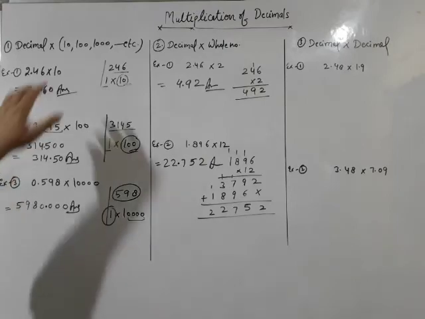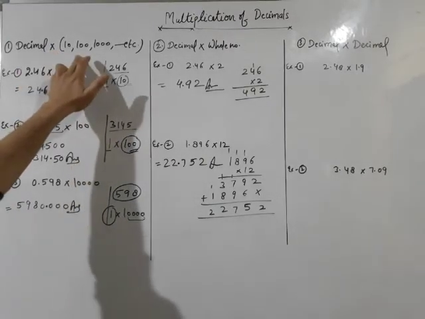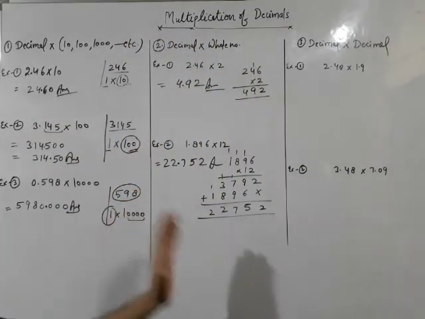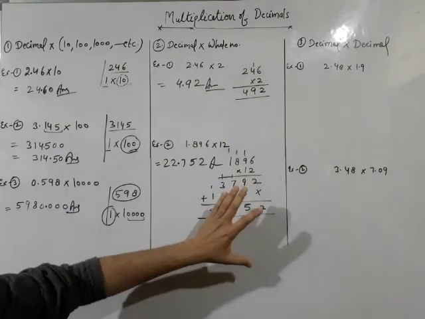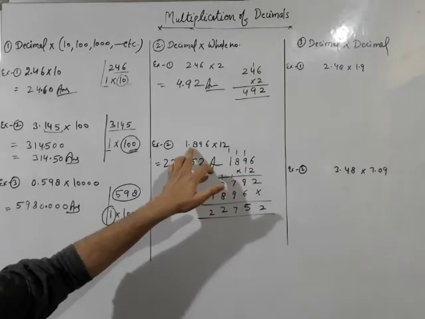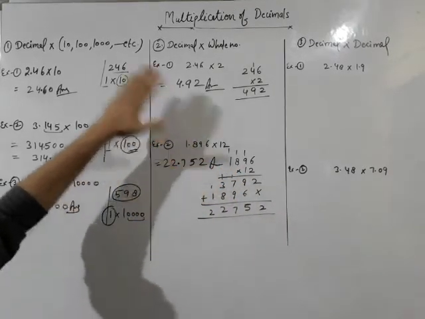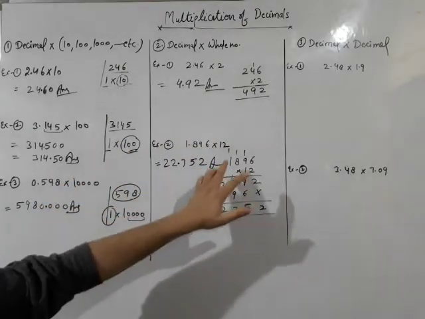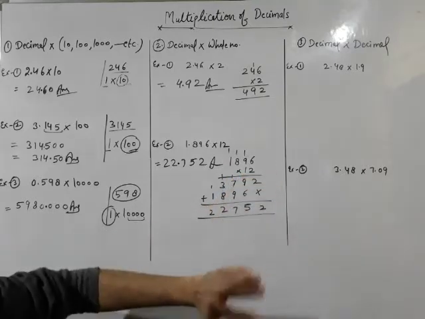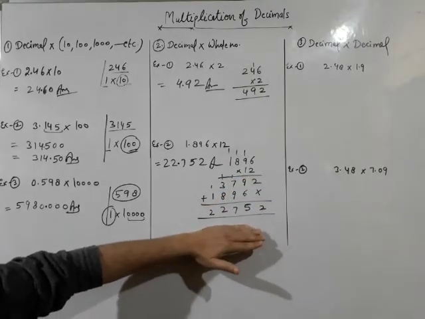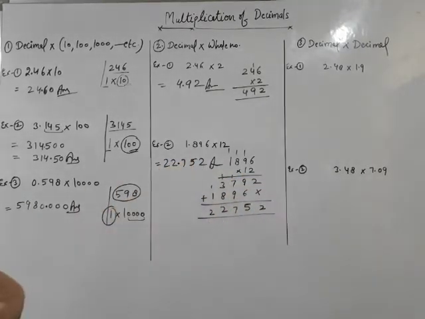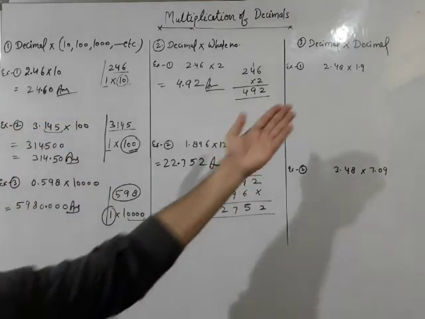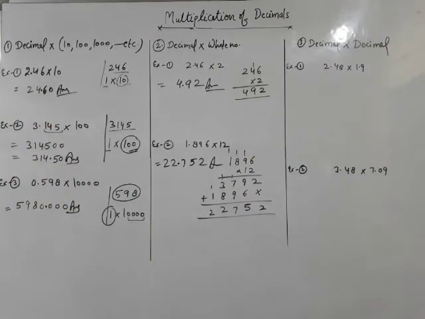What you observed in multiplication of decimal by powers of 10 and decimal multiply by whole number: first of all, we will multiply the numbers without decimals. It means that in all the cases we will first remove the decimal point, and simply multiply as whole numbers. After getting the multiplication, we will place the decimal point. So these are the two methods which we have completed here. Now move on to the third topic, decimal multiply by a decimal.